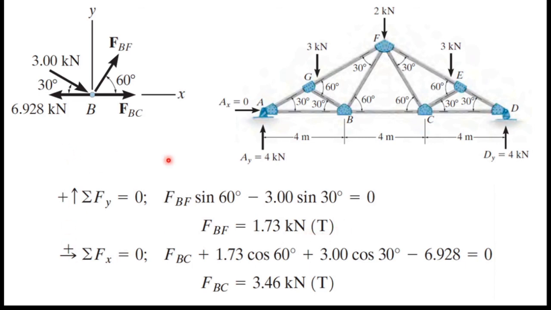Next I am going to consider the sum of all the horizontal forces. So I have to write FBC plus 1.73, which is FBF, this force FBF cos 60, plus 3 cos 30, which is this force. If you take the horizontal component of this force, we have to write 3 cos 30 minus 6.928, that is this force. So if we simplify this, we can finally get FBC equals 3.46 kilonewton, and that is a tension force.